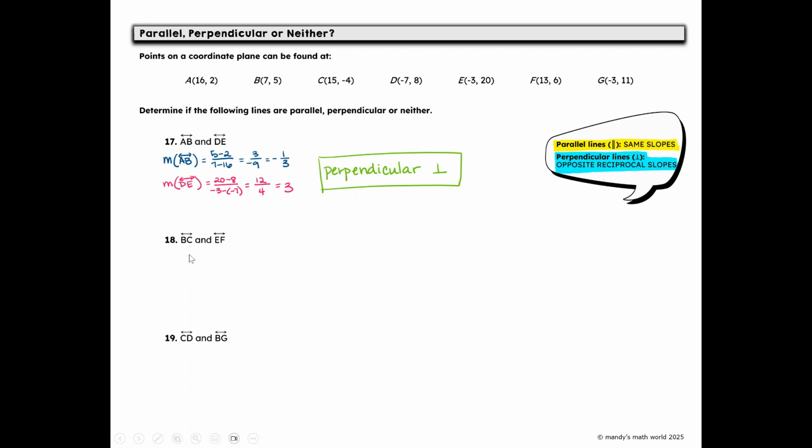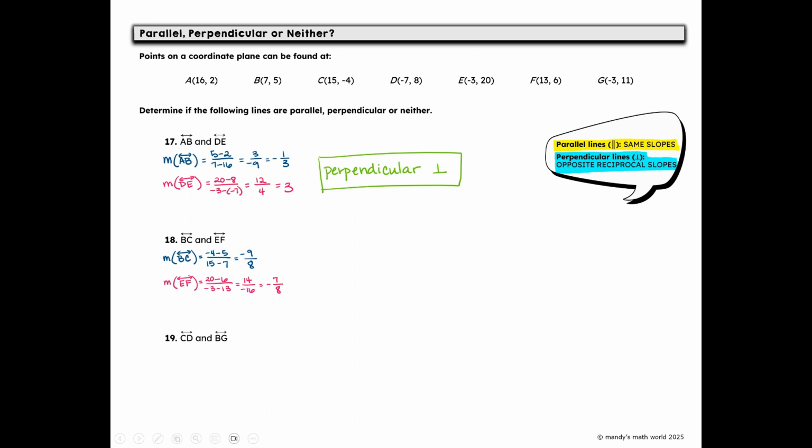Now we're looking at line BC and line EF. Line BC is going to look like this. I did negative 4 minus 5 over 15 minus 7, which simplifies to negative 9 over 8, and I can't simplify that anymore. Now let's look at line EF. That's over here. Here's my work for that one. 20 minus 6 over negative 3 minus 13, which simplifies to 14 over negative 16. And I can simplify that further by dividing both by 2 to get negative 7 over 8.